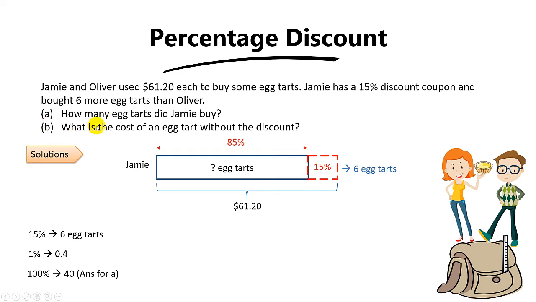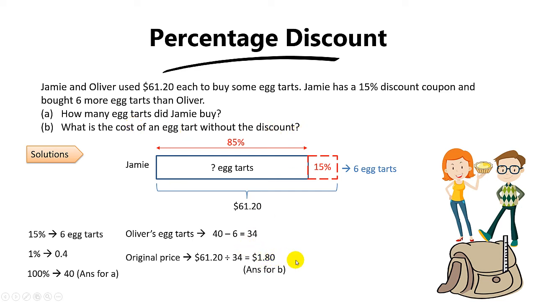And now for part B, to find the cost of an egg tart without the discount. So what do we do? The shortcut is you find Olivia's egg tarts first, because Jamie bought 6 more egg tarts than Olivia. Olivia's egg tarts will be 40 minus 6, which is 34. Because Olivia also used the same amount of money, to find the amount without discount, you simply take this amount, divide by 34, you get $1.80. So that will be the cost of the egg tart without a discount.